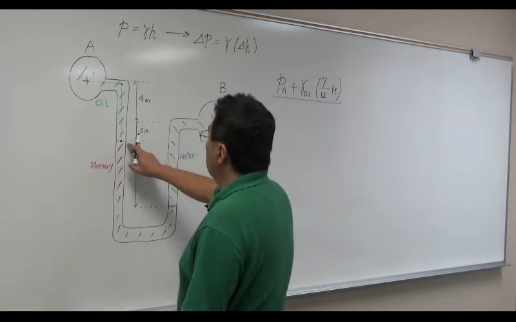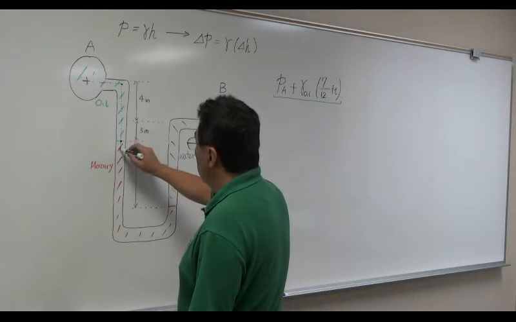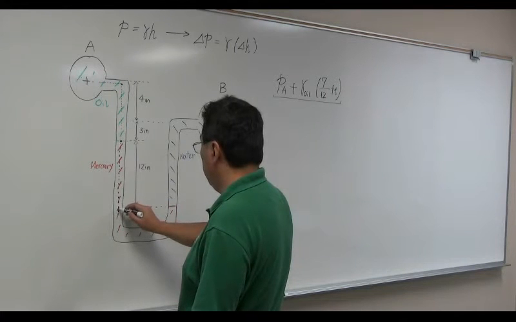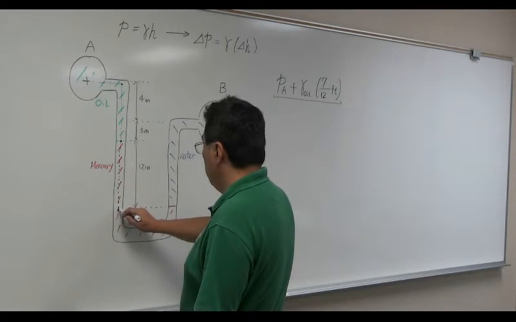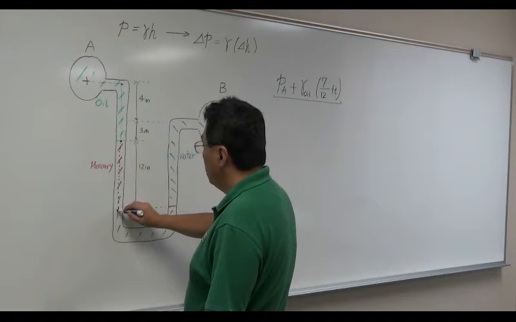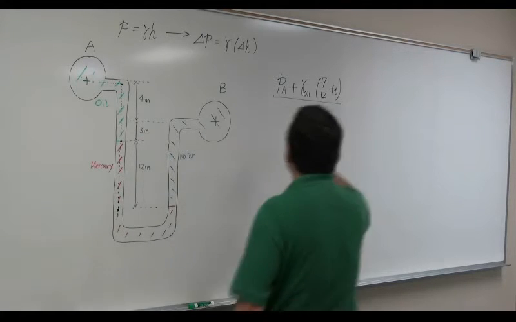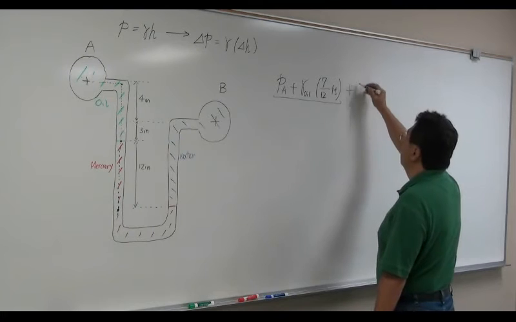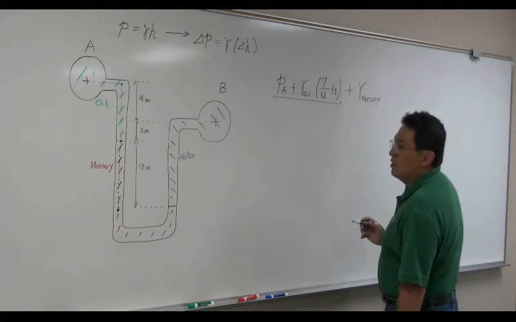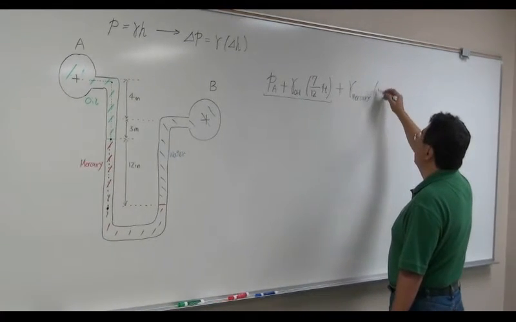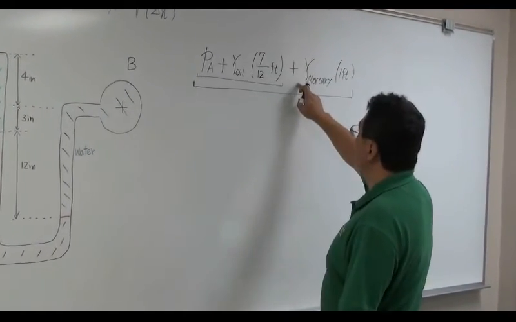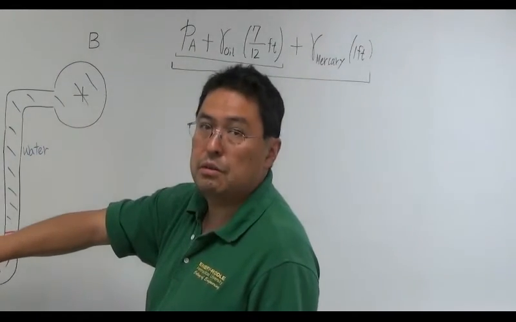Now, starting from here, let's go a little bit more down and hit right here. Pressure here is higher than here because you go deeper. How much higher? Well, gamma times H. So you just add gamma of mercury multiplied by 12 inch, which is 1 foot. This is the pressure right here, the gauge value of the pressure right here.